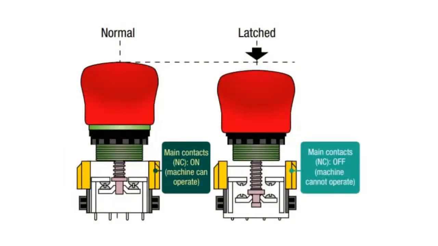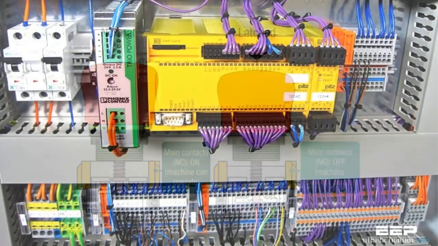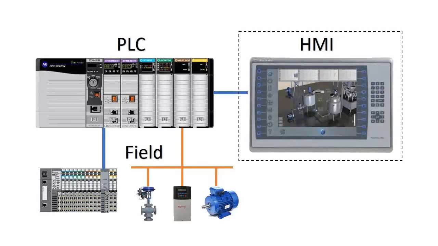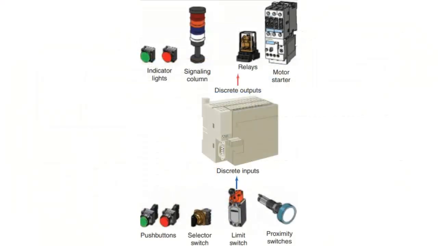PLCs can control a wide range of output devices, and the choice of the output device depends on the specific application and control requirements of the system. PLC output devices play a crucial role in automation, allowing the PLC to interact with and control various elements of a control system or industrial process.